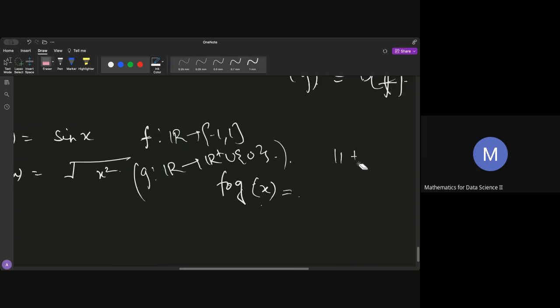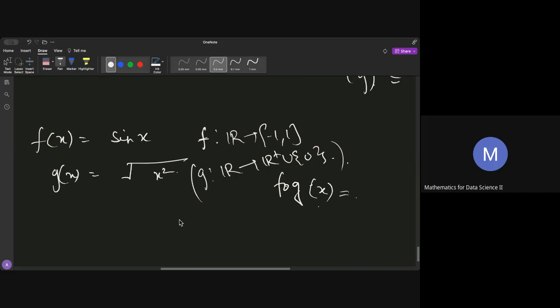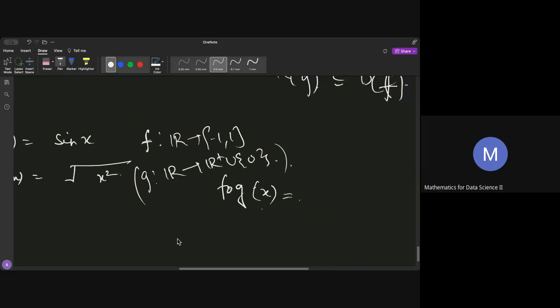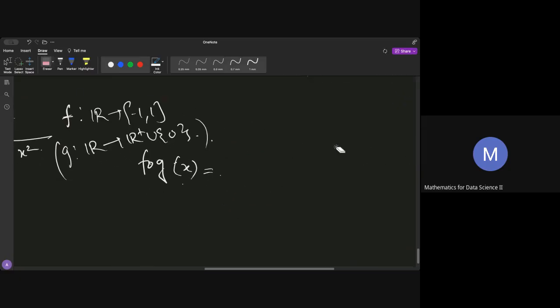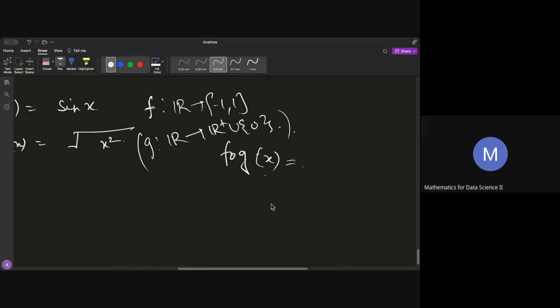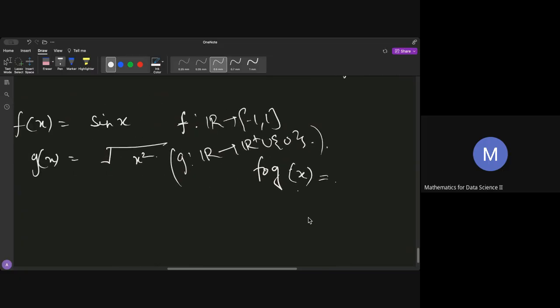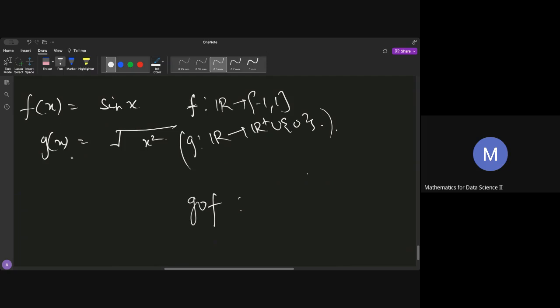Wait, I shouldn't be taking FOG, I should instead be taking GOF. So what about GOF? Is GOF valid here? On the natural domain of F and G, do you think GOF is valid?